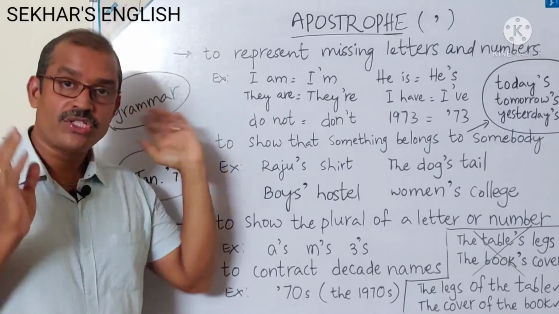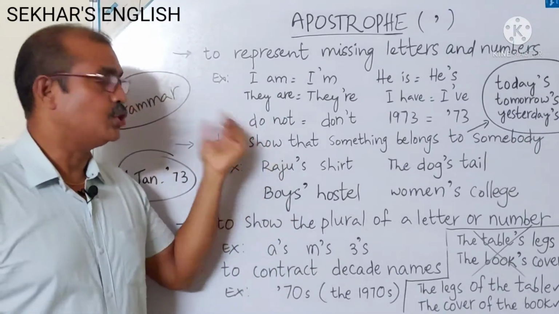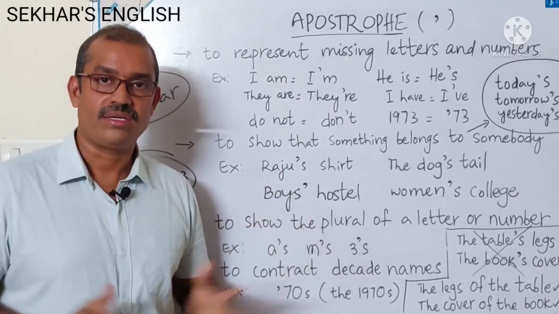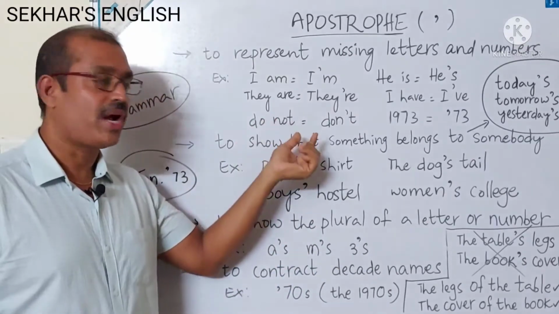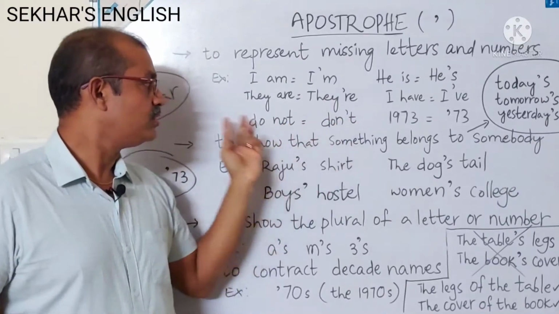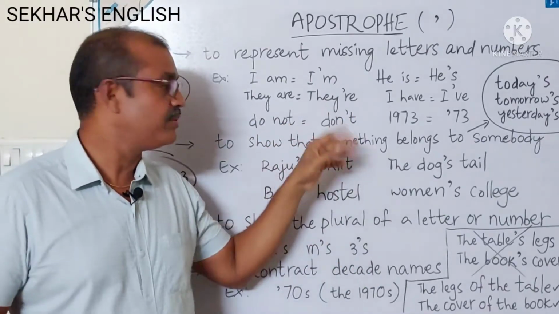So in the negative form also we can use apostrophe. Do not, should not, are not, like that. Here you see do not. So what is missing here? O. Do not becomes don't if we use apostrophe.